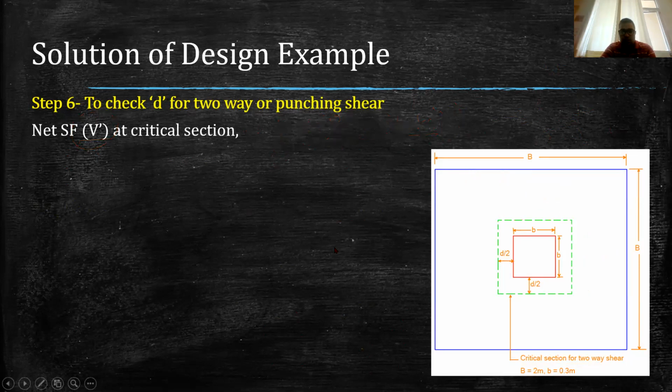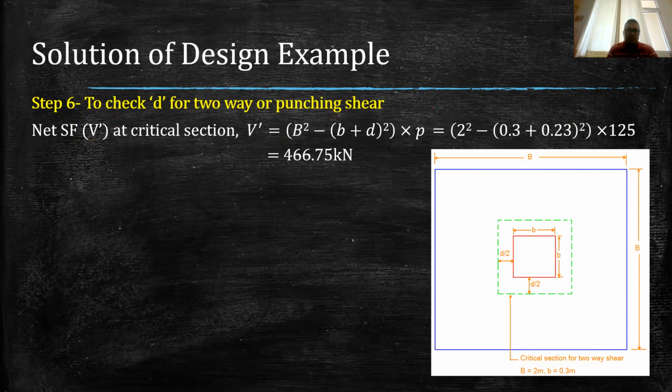So I have calculated this. So putting the value, we get the punching shear force as 466.75. So you see, in one-way shear we had shear force as 155, and punching shear is almost 3 times higher than that. So therefore that is why this punching shear is very critical for the foundation. So here V dash is calculated.